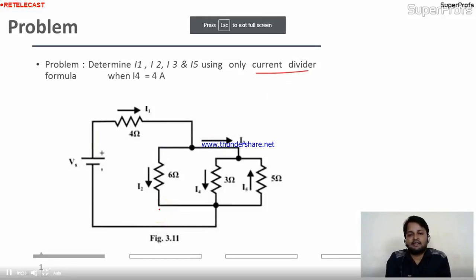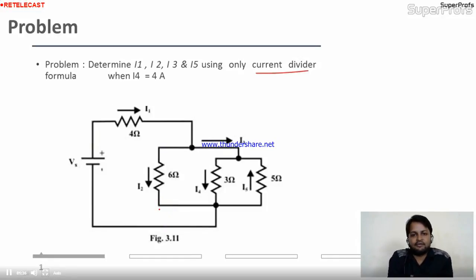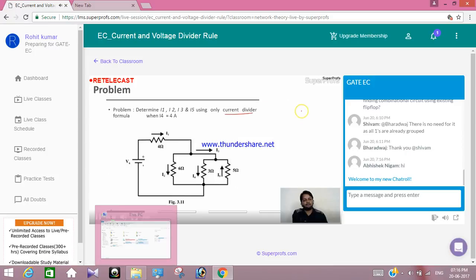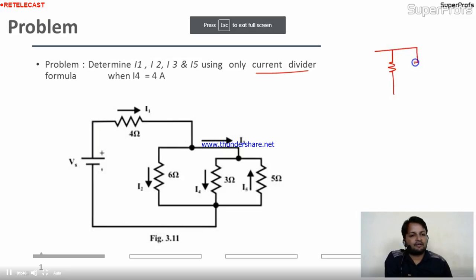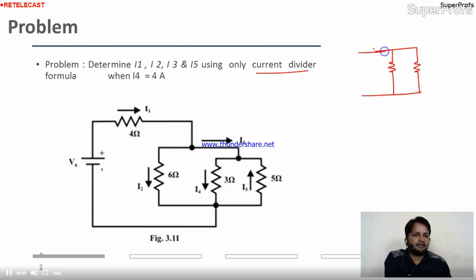In the parallel circuit, current is going to divide. Is it okay to you people? But see, we have seen the formula. Again we are going to revise this. We have seen the formula, basically the current division for two elements connected in parallel.